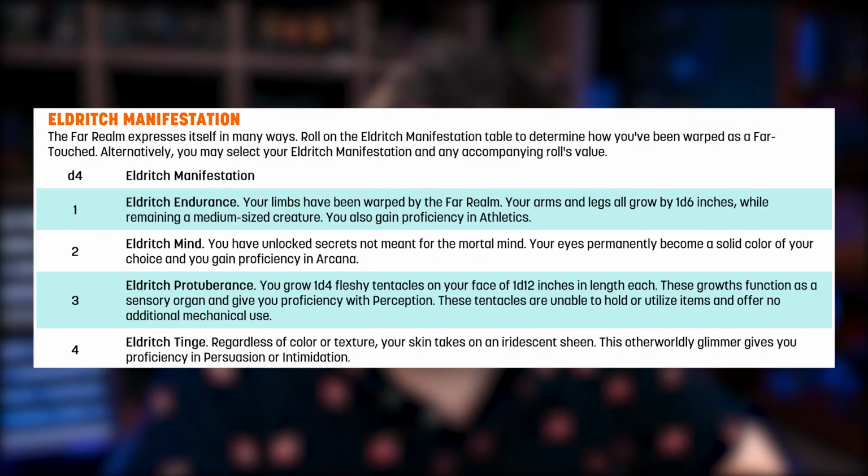Eldritch Tinge. Regardless of your color or texture, your skin takes on an iridescent sheen. This glimmer gives you proficiency in Persuasion or Intimidation. I absolutely love this table. You can do some really weird things with this, and one of our homebrew racial feats focuses on improving this table.